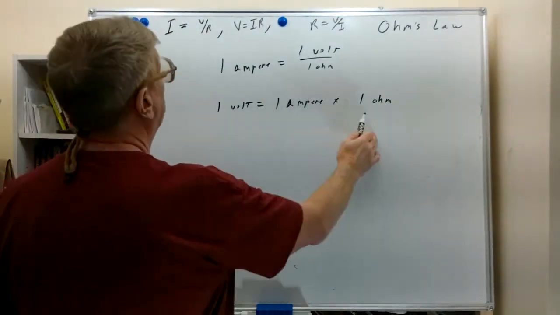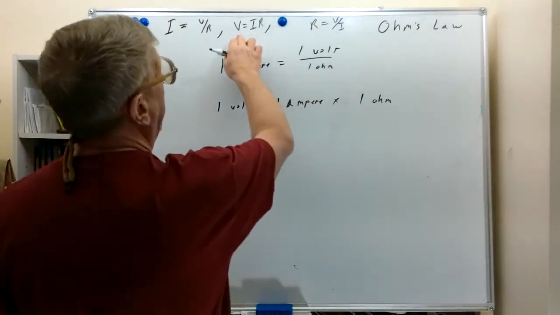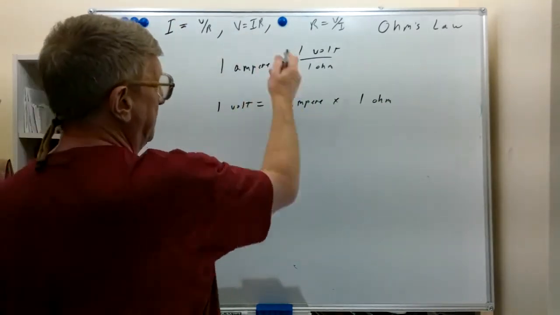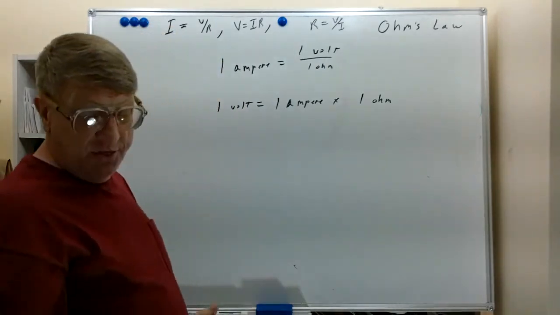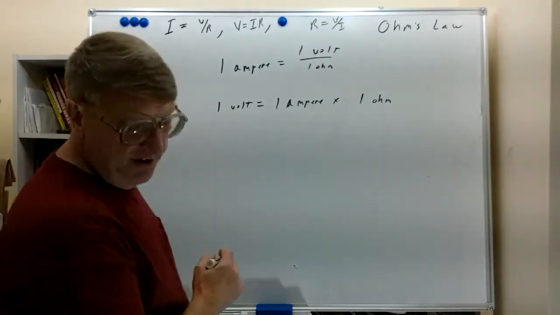So with these units, we see that we have volts equals amps times ohms, which is exactly what we have here. Volts equal current times resistance.